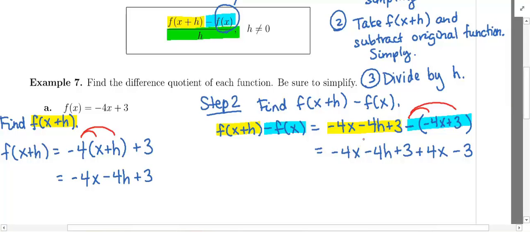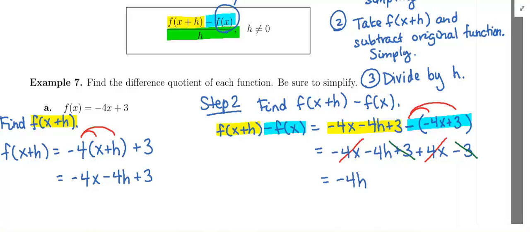So I see a negative 4x, and that's going to cancel with a positive 4x. And then I see a positive 3, that will cancel with a negative 3. And all that is left is negative 4h. That is the numerator. This is f of x plus h minus f of x. So now we can go on to step 3. We've taken care of the numerator. So now, according to the recipe, we need to divide by h.